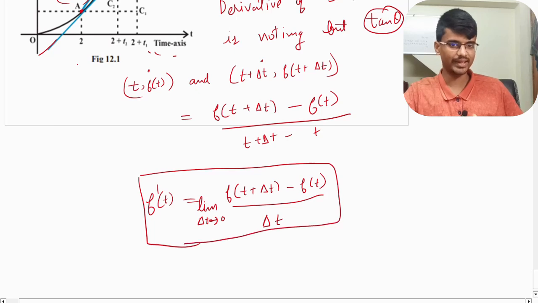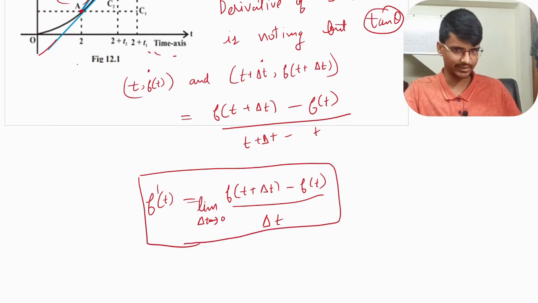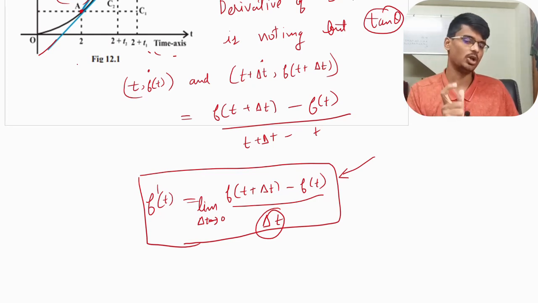So the derivative of f at t is given by f of t plus delta t minus f of t by delta t. As the interval becomes smaller and smaller, you get the slope. So this is the equation that we have been using. Our delta t was initially large, and as delta t became smaller and smaller, we got the exact velocity at time t equal to 2 seconds.